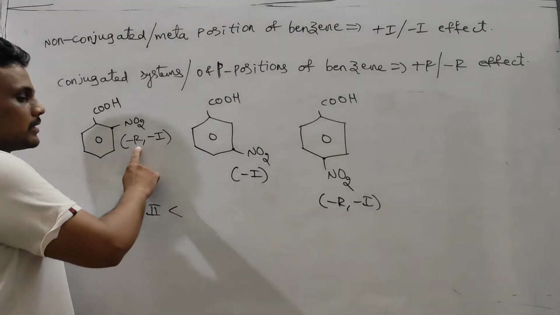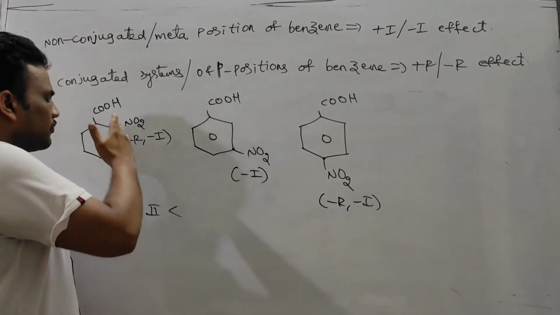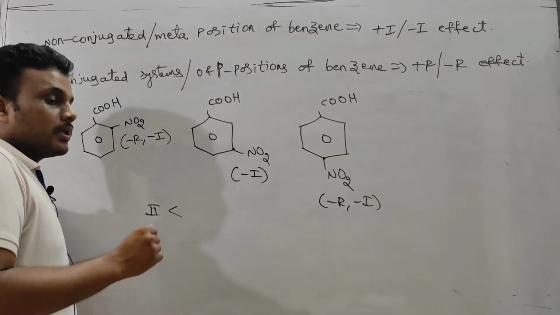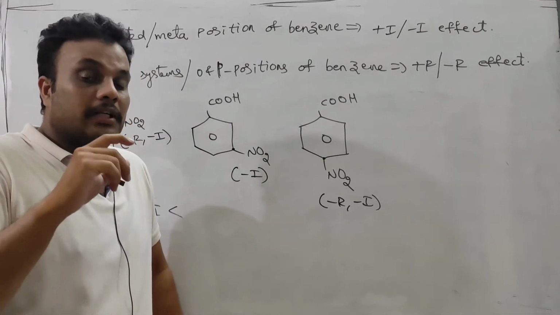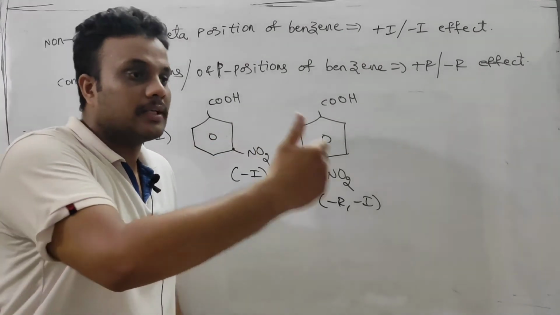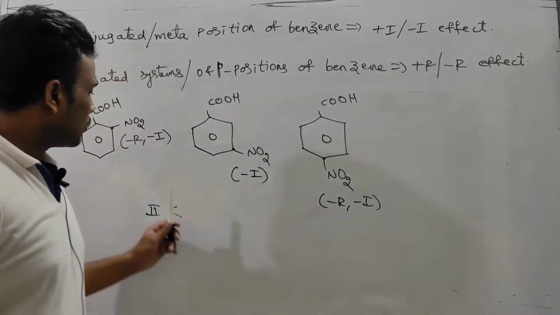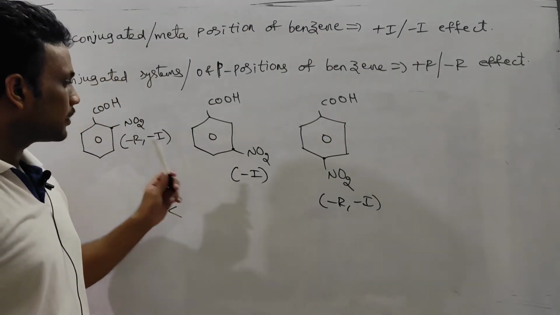Actually, ortho and para both have minus R effect. So with respect to minus R, we cannot compare the acidic strength, because resonance effect never depends on distance. But inductive effect depends on distance. With increase of distance, the minus I or plus I effect decreases. So with respect to resonance effect, we can't compare the acidic strength of these two.